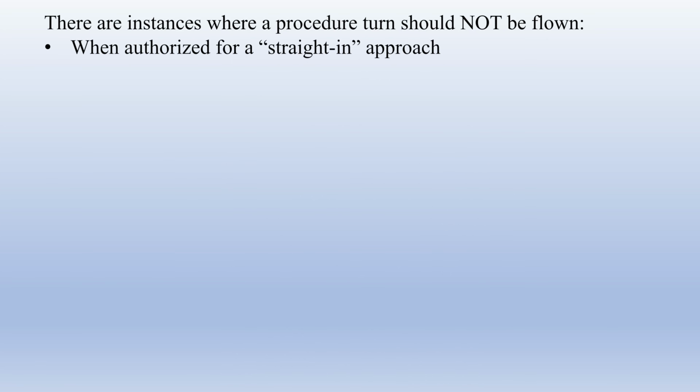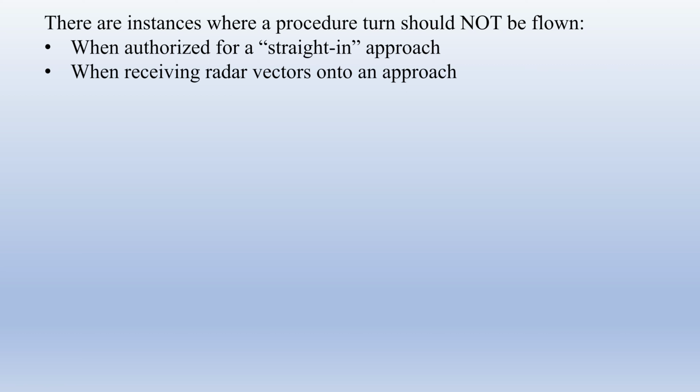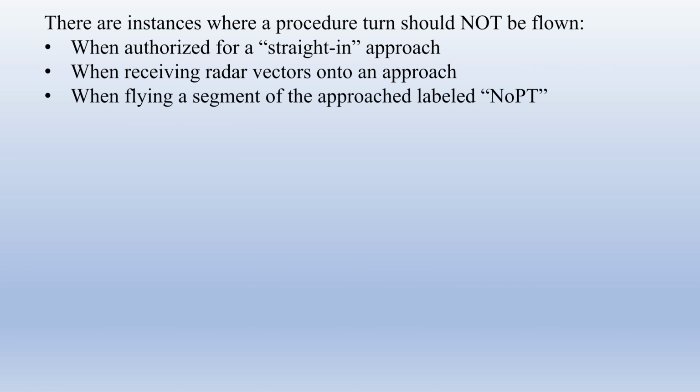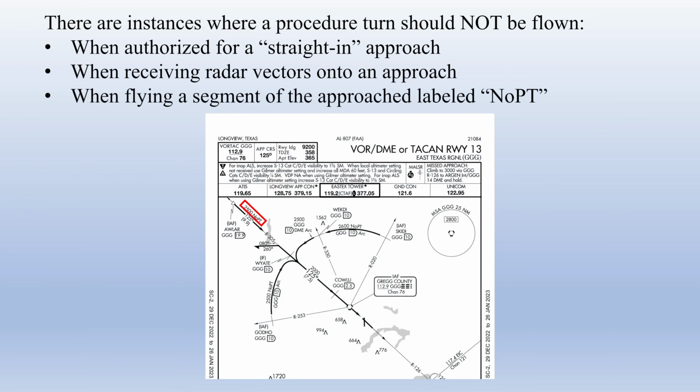In the real world, you should also never fly a depicted procedure turn if you're getting radar vectors onto the approach by air traffic control. And if you're flying on a segment of an approach or a feeder route onto an approach that has the text no PT on the segment you're flying, you should not fly a procedure turn.